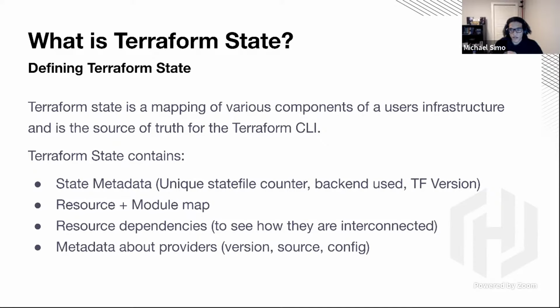When you apply something on Terraform, the version of the Terraform binary you're using becomes the minimum version that you have to use in order to make future changes to that state. And there are some other resources there, like resource dependencies, to see how resources are interconnected. If there are attributes being referenced by another Terraform resource, that kind of mapping is identified.